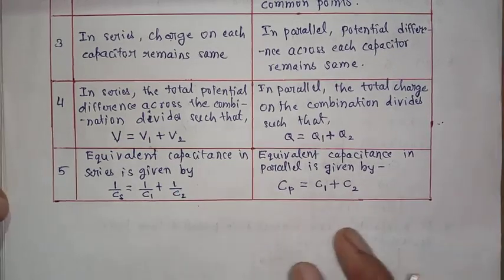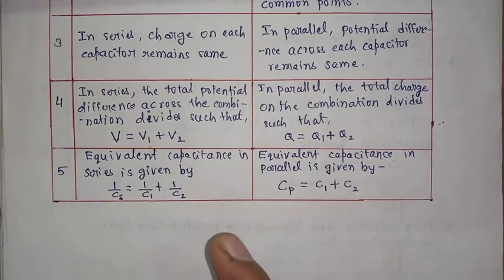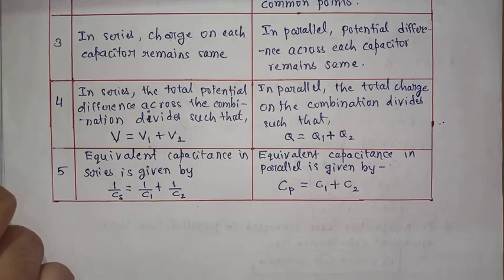These are the main differences. There are a few more differences, but these are the main and important differences between series and parallel combination of capacitors. So here we stop our discussion about the differences between series and parallel combination of capacitors.